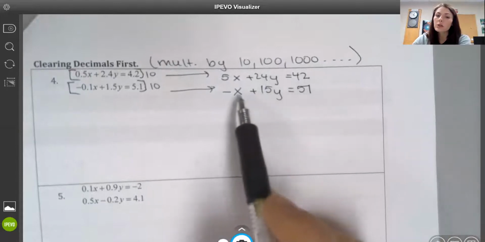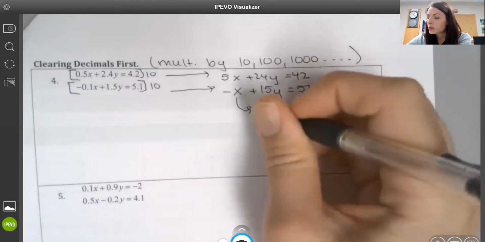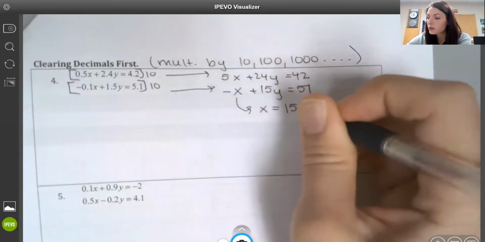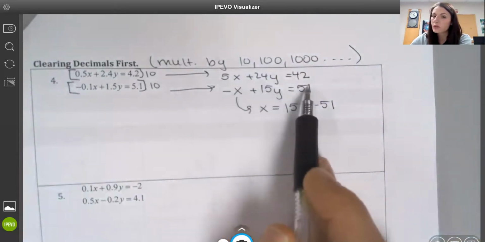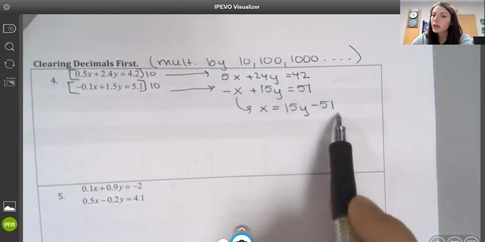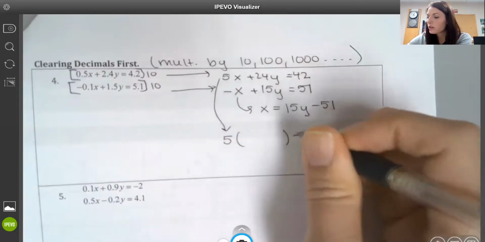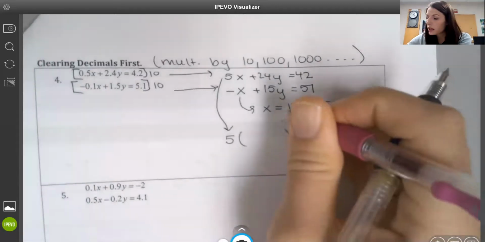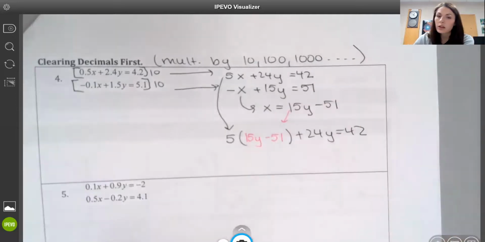Now on this system, this would be the variable that it would make sense to isolate. So rewriting that would give me x equals positive 15y minus 51. And I kind of did 2 steps there. So I subtract 15y over, and then everything gets divided by -1. So if x equals that, then in my other equation, 5x plus 24y equals 42, I can take that and substitute it in place of x.